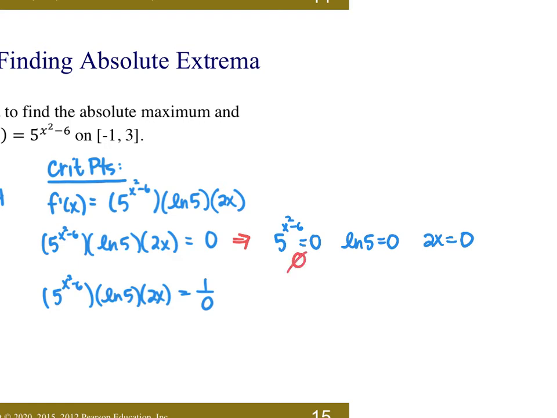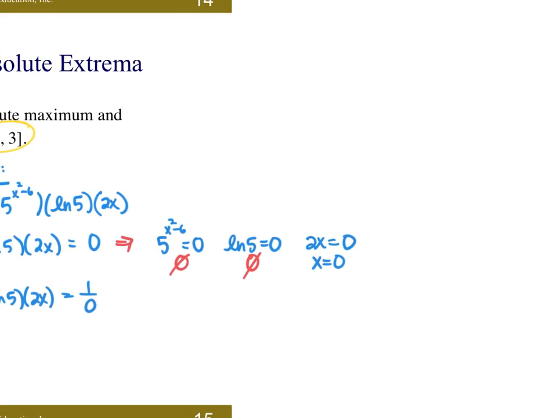This is no solution because an exponential can't be equal to 0. This is no solution because the natural log of 5 is not equal to 0. And this one is x equals 0. Check the interval, and x equals 0 is between -1 and 3. So I'm good to go. So I should be able to find the y value that goes with that.